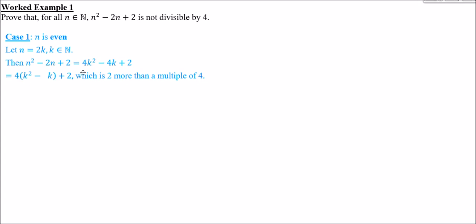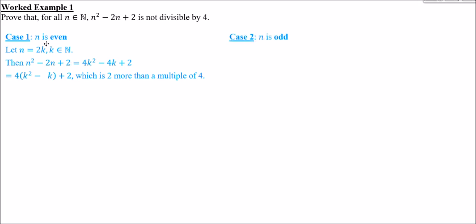And it's worth just saying explicitly, even though it's obvious really, 4 lots of a bracket means this is a multiple of 4, but plus 2, because 2 doesn't go into 4, this means it leaves remainder 2. Or you could just say, this clearly is 2 more than a multiple of 4. Because it's 2 more than a multiple of 4, clearly it's not going to be divisible by 4, because it's going to leave a remainder of 2.